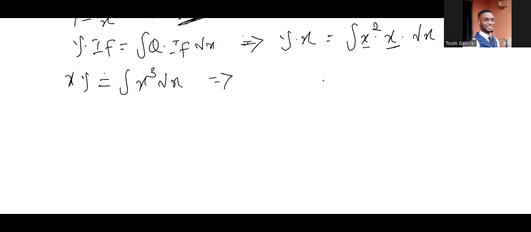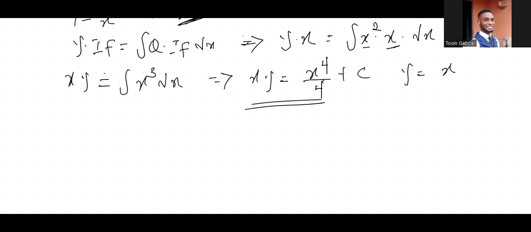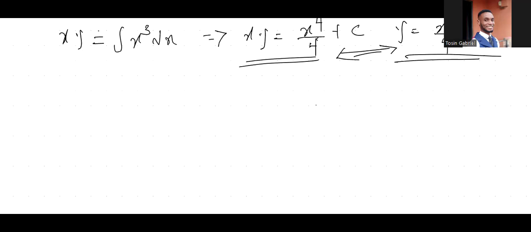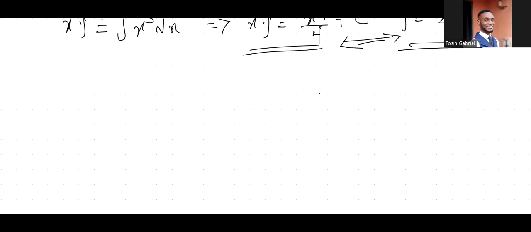xy is equal to the integration of x cubed, which is x raised to the power of 4 over 4 plus c, isn't it? So you can leave the answer like this, or you just divide both sides by x. So therefore your y will now be x raised to the power of 3 over 4 plus c over x. So whichever one is correct. All right, so it's as simple as that. I hope you understand. I hope you're getting this thing. It's very easy. Okay, let's take another example.